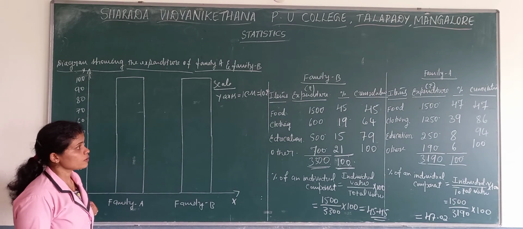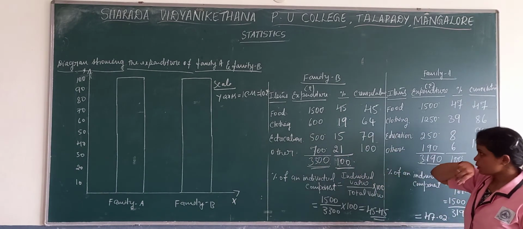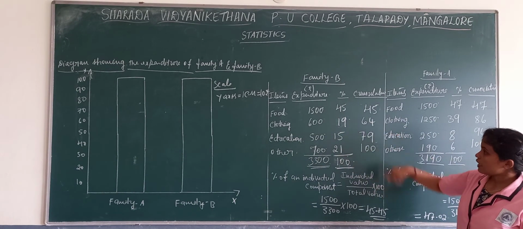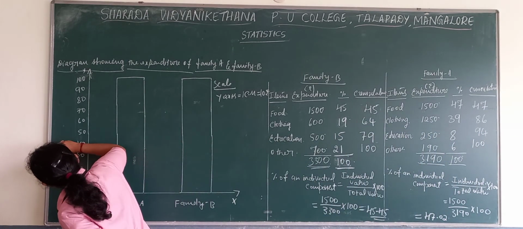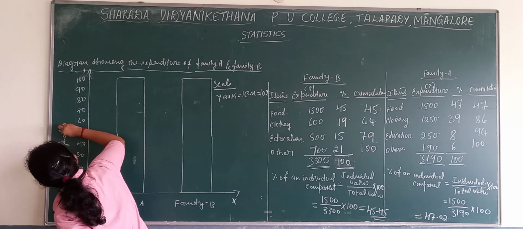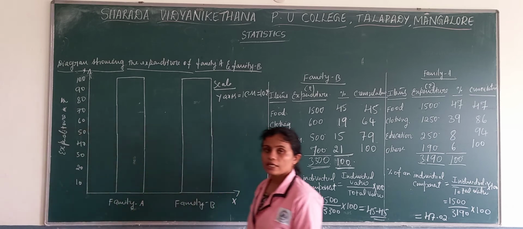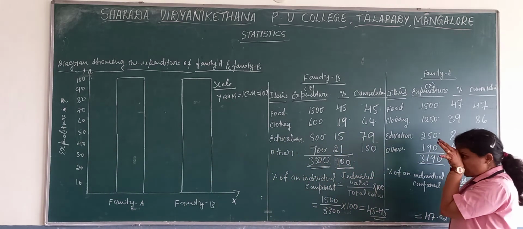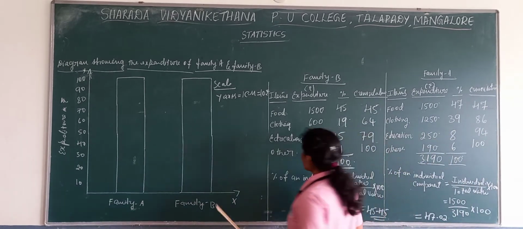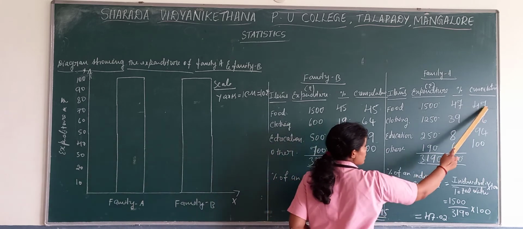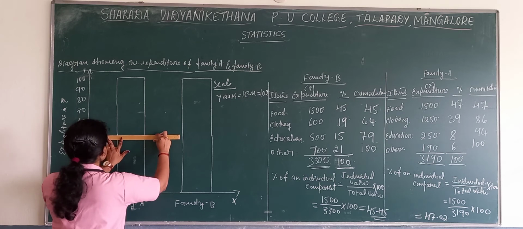This 10 rupees expenditure they have given in the form of rupees. Now, the values we will see there, and we have to locate. This side we represented the expenditure in rupees. Now here we will see the cumulative values. The first one, family A, that is 47.